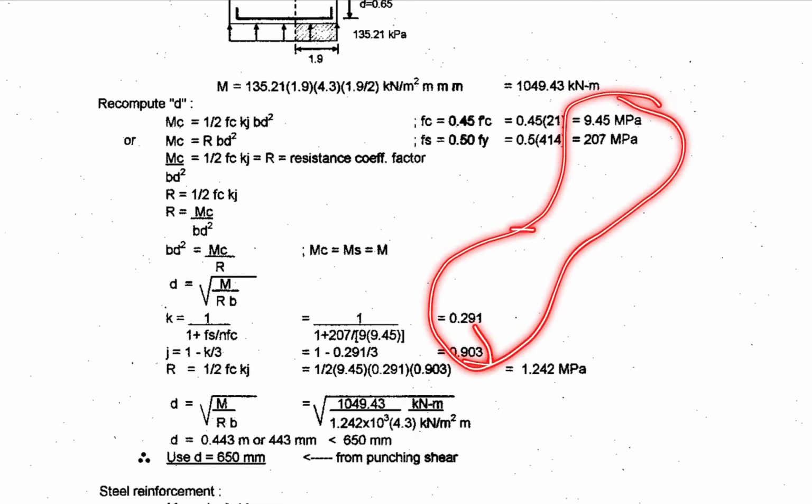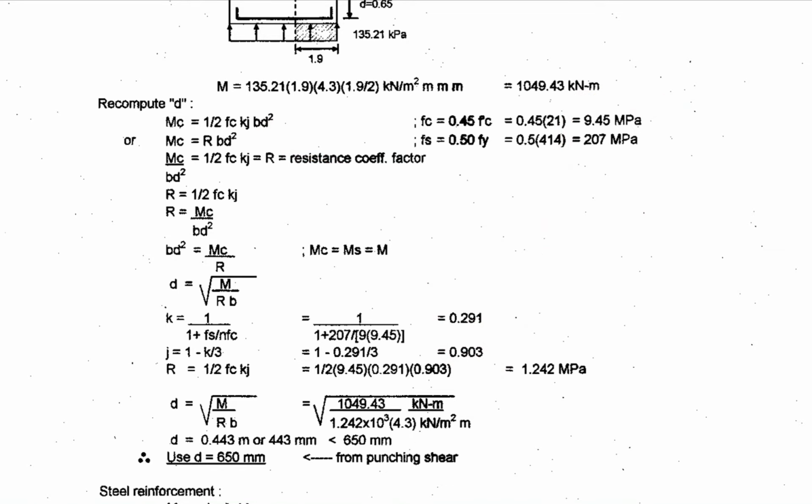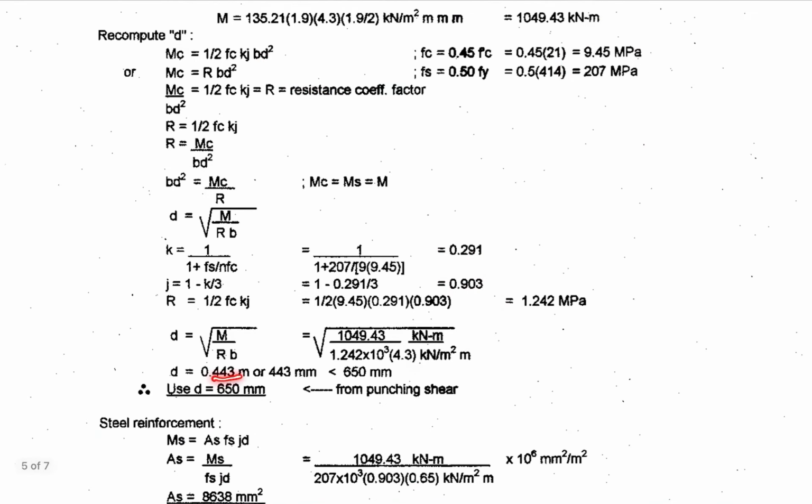So substitute all the values, this one to this one, so you have your D equivalent to 463. So therefore, since this is a dimension, you will use the bigger dimension for this D. So therefore, use your D from punching shear. So we already solved D for punching shear, which is 650. So we will use 650.